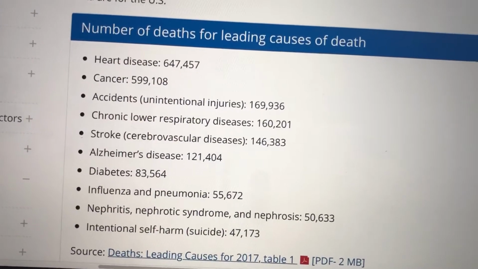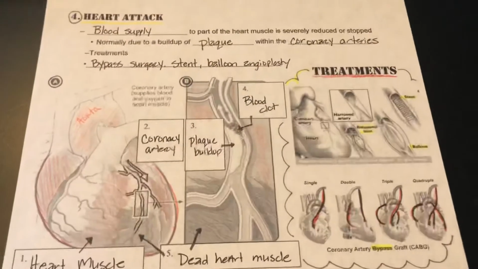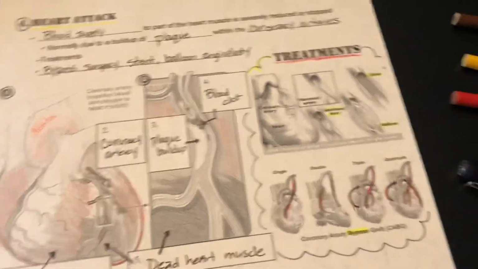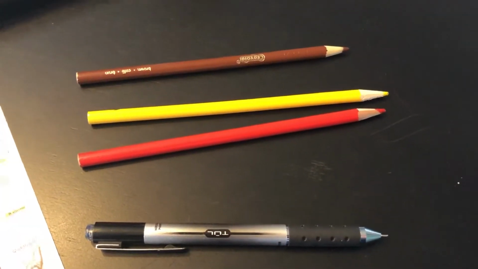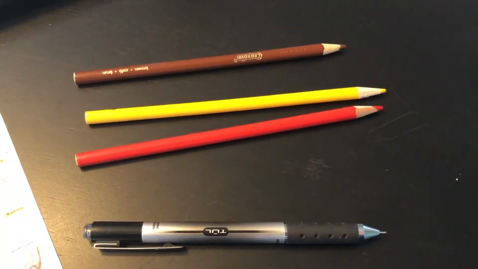So in your notes from last week on page 6, there was a section on heart attacks. So I'd like you to gather some supplies right now. Go ahead and pause the video. You need something to write with. Red, yellow, and brown.